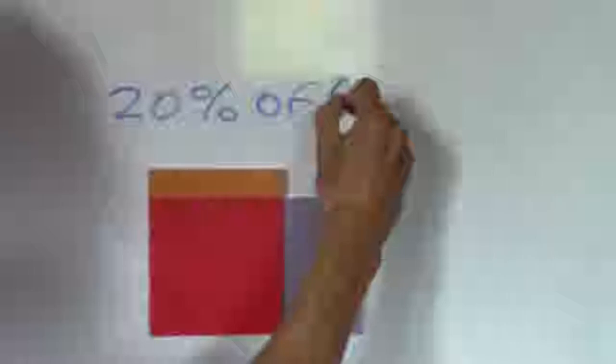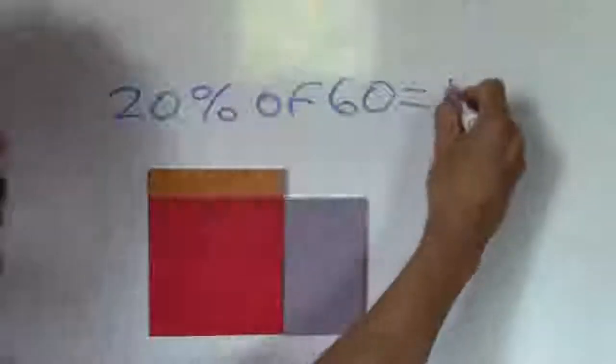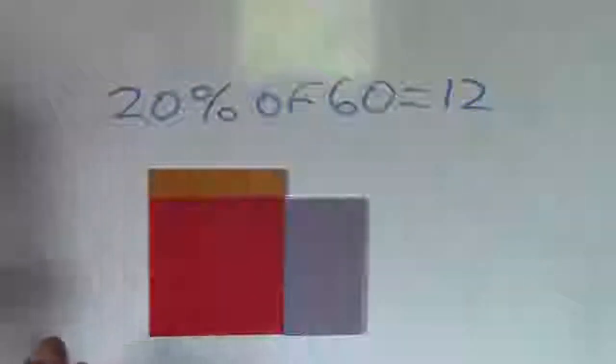All right. So now show me 20% of, let's say, 60. 20% of 60. There you go. I like it. And here I'll put some symbols on the board. What is 20% of 60? 20% of 60 is the same thing as what? 12. All right. Good.